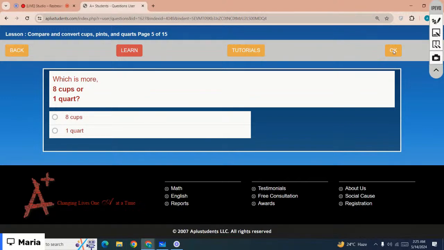Okay, which is more, 8 cups or 1 pot? Which is the correct option? The correct option is 1 pot, because 1 pot equals 4 cups.